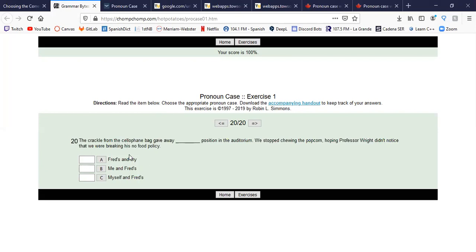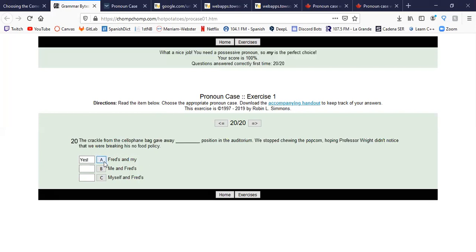Okay, so the best answer here would be the first one. So it would be Fred's and my, because the position in the auditorium belongs to both of you. So both Fred and my need to be in the possessive. But remember, nouns don't have cases in English, so we just use an apostrophe S to show possession. So Fred's and my.